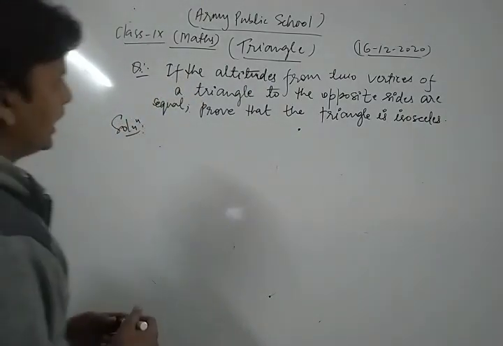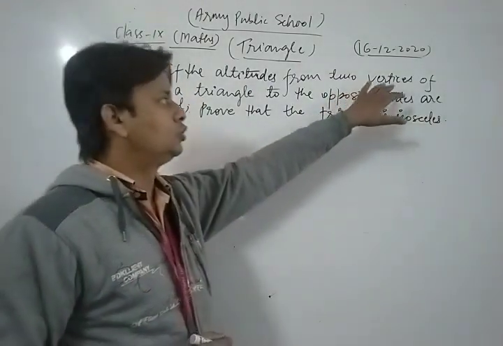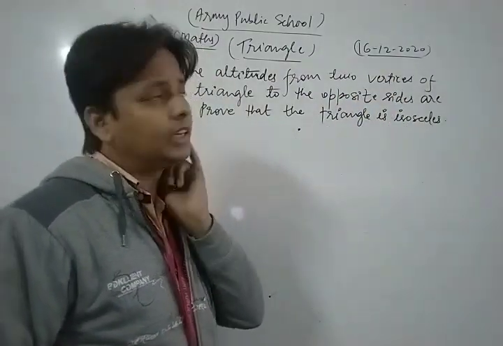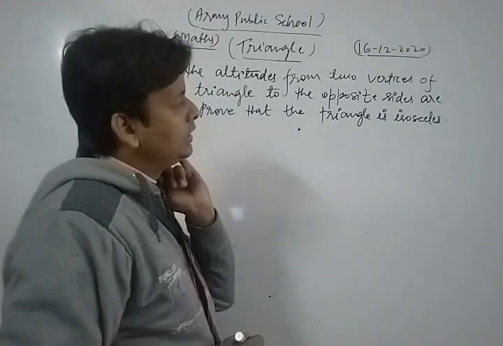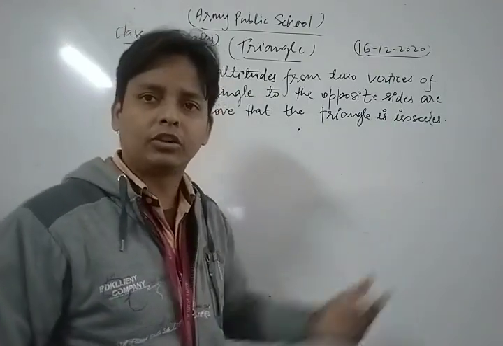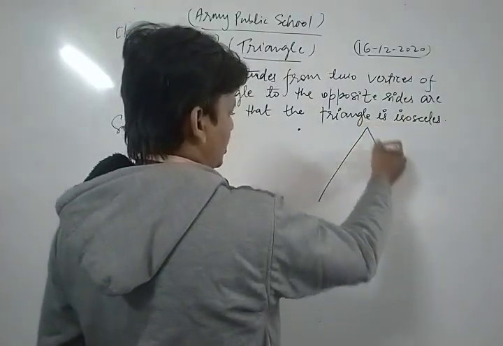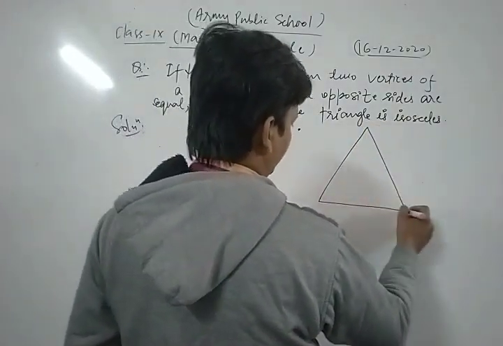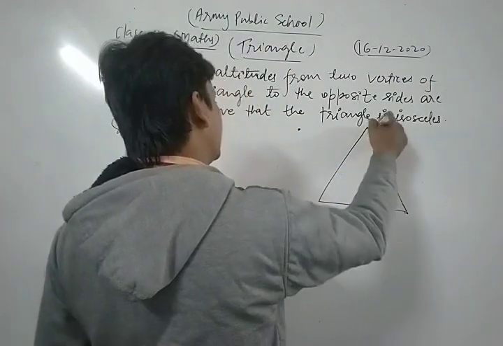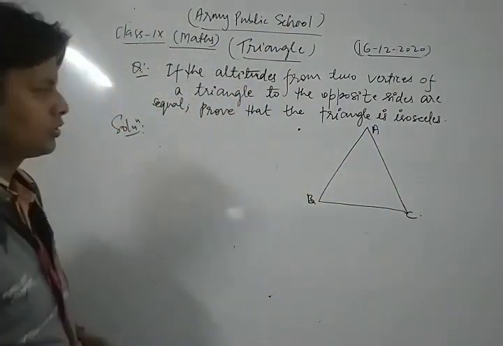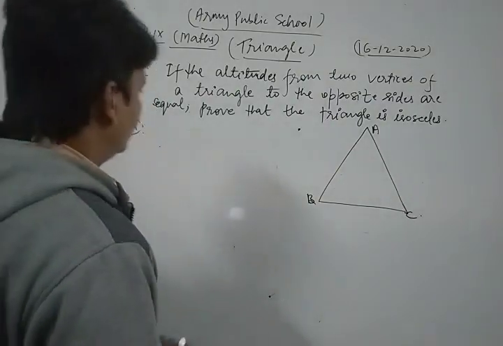First of all, if the altitudes from two vertices, we first draw a triangle, then construct them according to the statement. Let's see. First of all, we draw a triangle ABC. Suppose, dear students, we draw a triangle ABC.